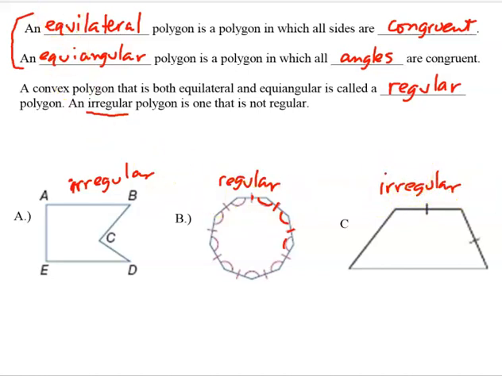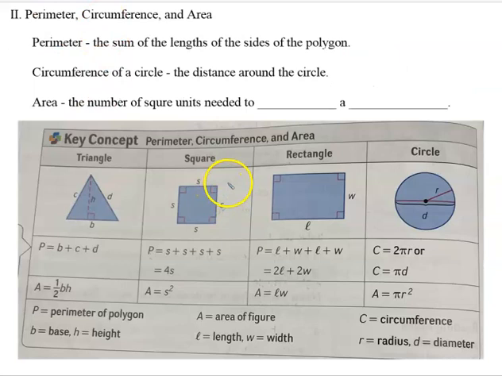All right, so now let's get to perimeter, circumference, and area. And you've probably seen these terms before, but maybe a good refresher. Perimeter, we're talking about adding up all the side lengths of the polygon, coming up with the sum of the lengths of all the sides. Circumference is talking about the distance around a circle. And then area, we'll go ahead and fill this in, the number of square units needed to cover a surface.